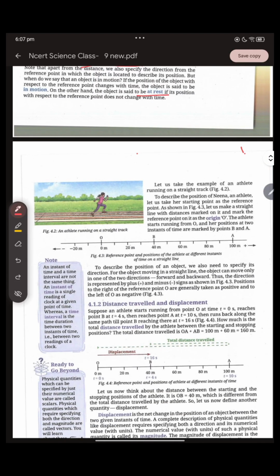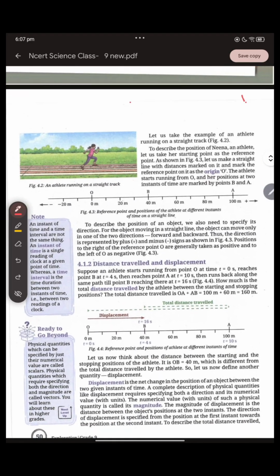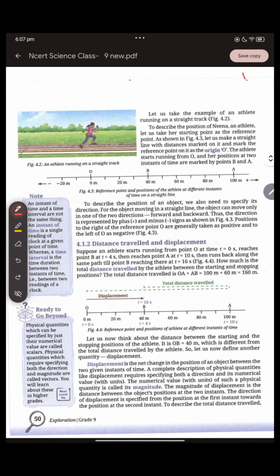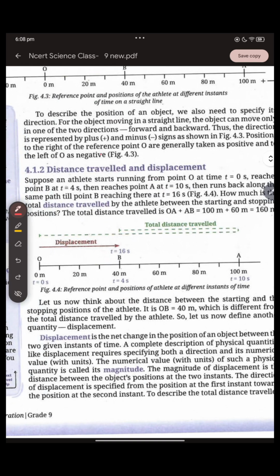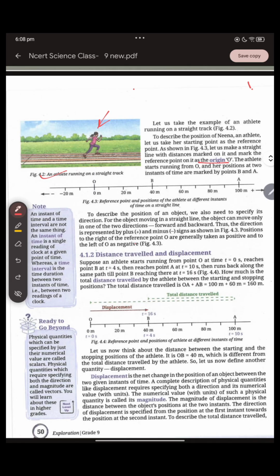Now, we move to the next part. Let us take the example of an athlete running on a straight track. So this is also an example of linear motion. To describe the position of Nina, an athlete, let us take her starting point as the reference point. Now, I take the reference point as the origin O. This O is my starting point.